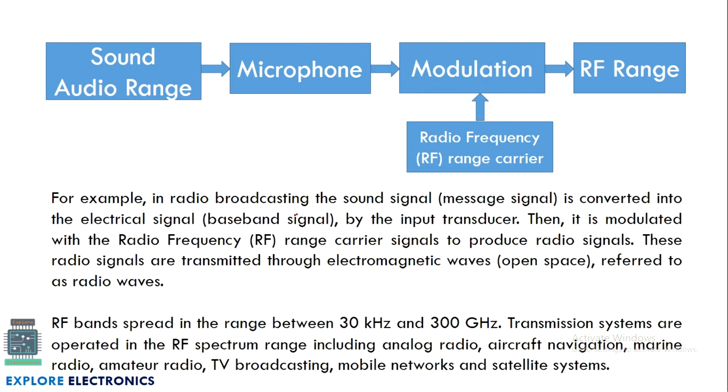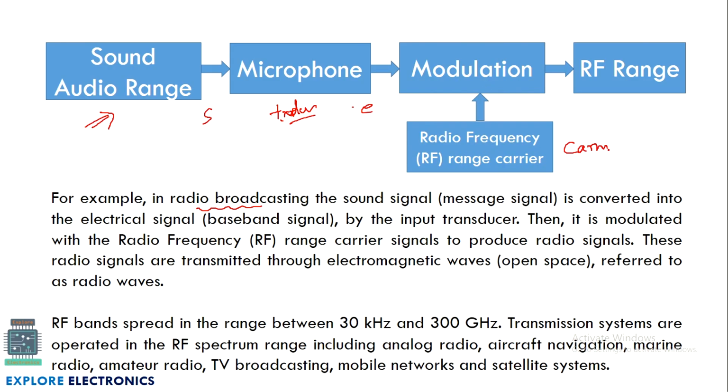Suppose we take an example of radio frequency communication, or radio broadcasting, we can say. In radio broadcasting, we will have sound as input, in the audio range. Then we will have a microphone that converts our sound into an electrical signal. Here it is a transducer. So we are going to do some modulation, and for modulation we require a carrier signal.